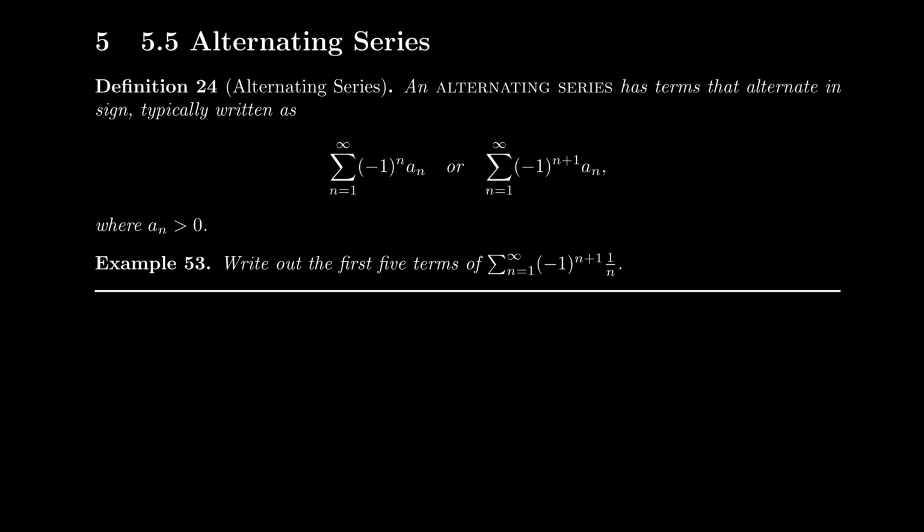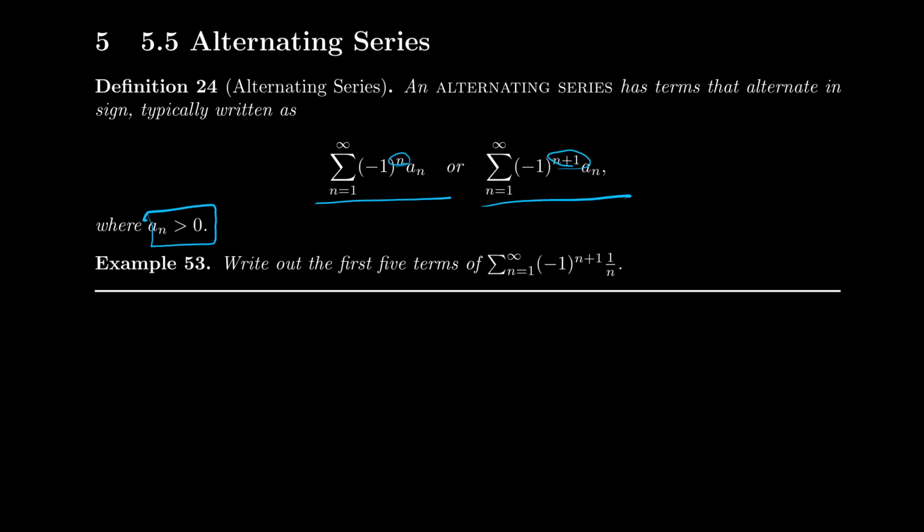So an alternating series has terms that, you're not going to believe this, guys, alternate in sign, okay? Typically, it's written like one of these two ways, and it's just, does the alternator have a plus 1 on it or not? It doesn't matter. The real thing is that your sequence is greater than 0. Your terms are all positive. And that's very important. Your terms all have to be positive.